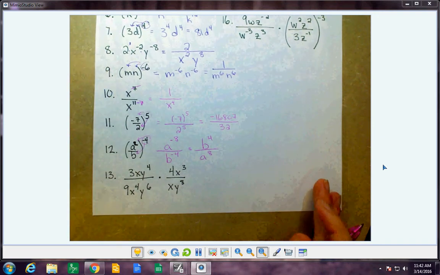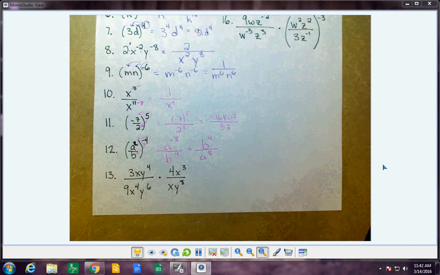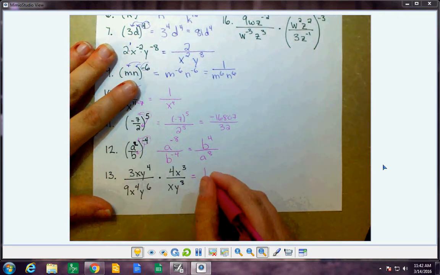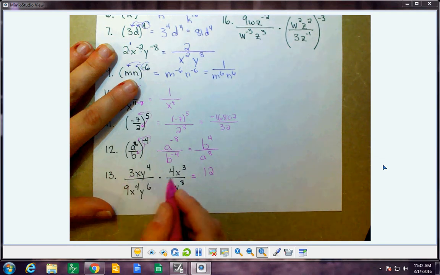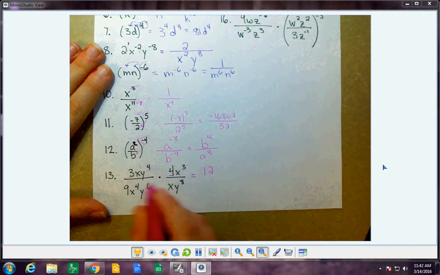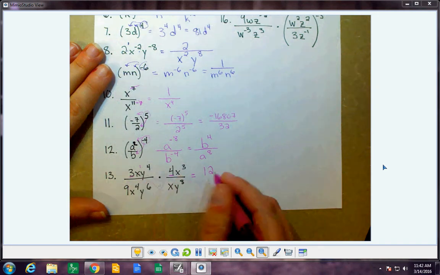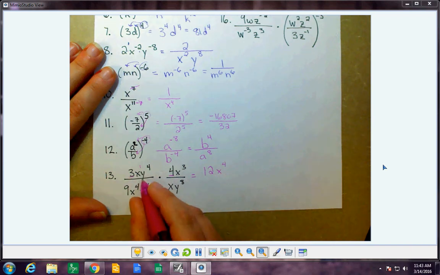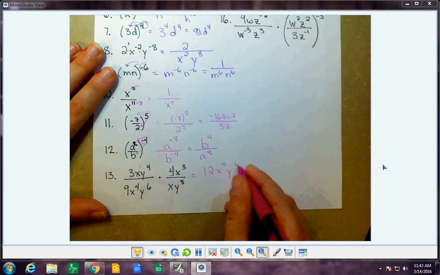Alright, so the last 4 problems are the big tricky ones. I like to multiply across first. 3 times 4 is 12. Find the bases, the like terms here. And then there's 1x here, so x times x to the third, x to the fourth by adding those exponents. I have a y here, there's no y's there, so it stays y to the fourth.